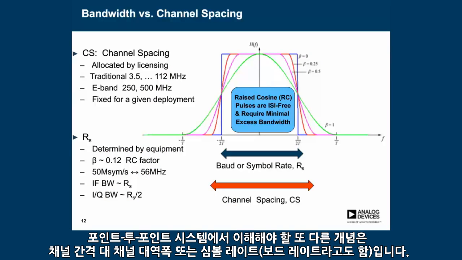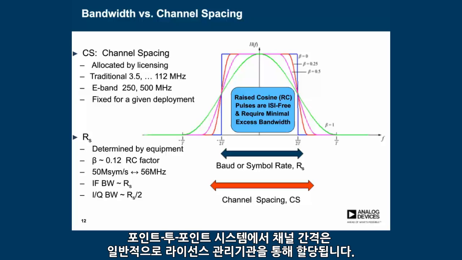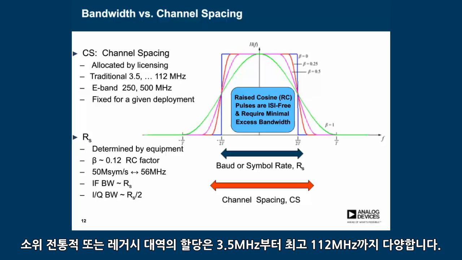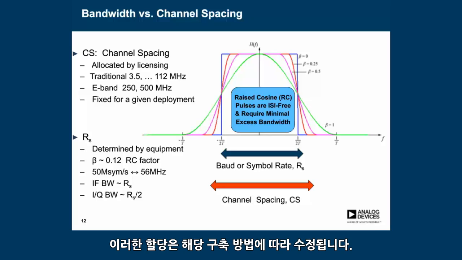Another concept to understand in point-to-point systems is the notion of channel spacing versus channel bandwidth, or symbol rate, sometimes called baud rate. The figure illustrates the differences between them. In a point-to-point system, channel spacing is normally allocated by a governing body through licensing. So-called traditional or legacy band allocations range from as narrow as 3.5 MHz up to 112 MHz. In the case of the new E-band, the allocations are given in 250 MHz chunks and can be up to 1 or 2 GHz, 4 or 8 sections of 250 MHz. These allocations are fixed for a given deployment.